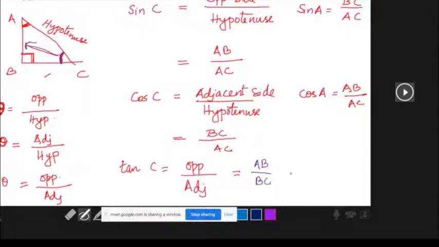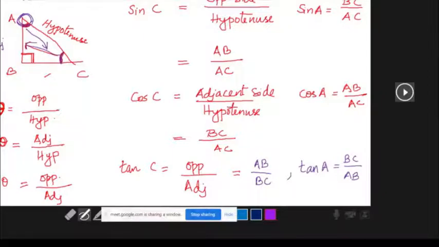So tan C is AB by BC. Now similarly, if I ask tan A, what is tan A? I am taking this angle. What is the adjacent side of A? AB. Opposite side is BC. So tan A is BC by AB.